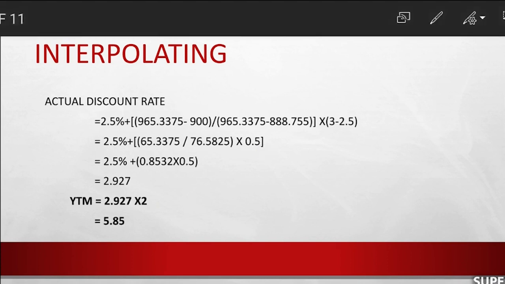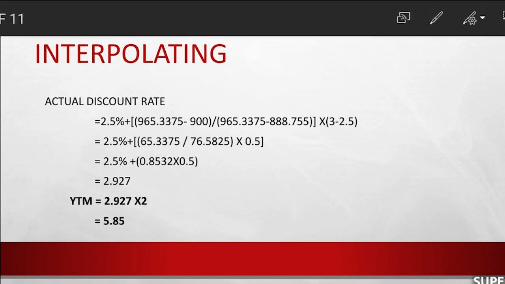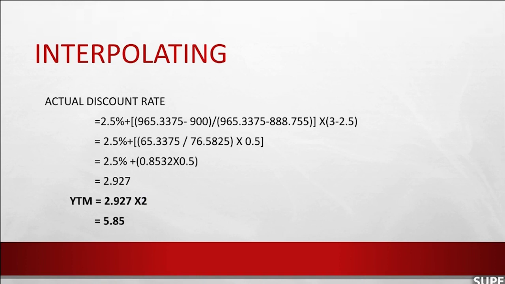Then we will get 0.8532 into 0.5 plus 2.5 percent. Then 2.927 is the actual discount rate here. That actual discount rate lies between 2.5 percent and 3 percent, and it is 2.927. That is just for half year, so we need to calculate the yearly YTM. So we are multiplying it with 2, then we will get 5.85. Okay, this is the YTM by using the semi-annual interest method. Okay, thank you.